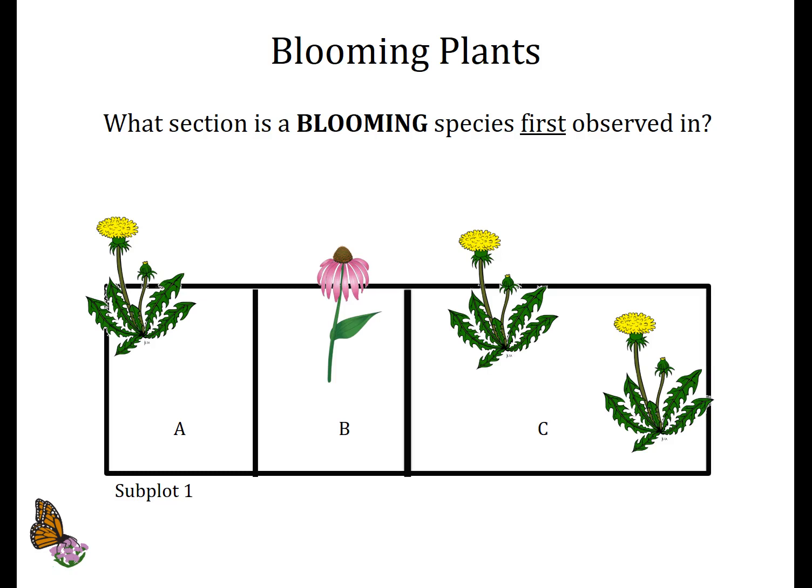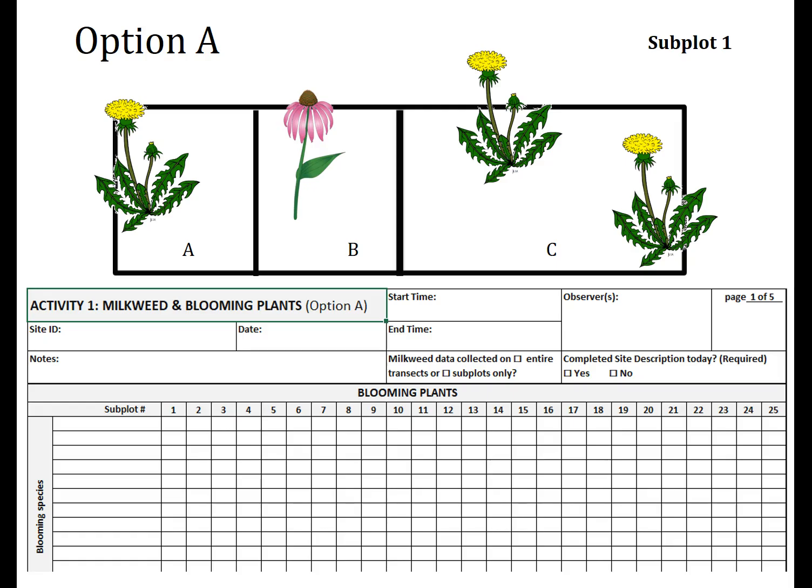Next, flip the frame over to the right side of the transect, forming section C. Again, record any new blooming species that have not yet been recorded in sections A or B. If no blooming species are observed in the subplot, draw a line through the column so that you can keep track of the subplots with zeros.